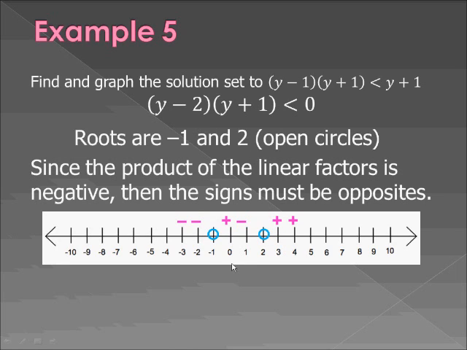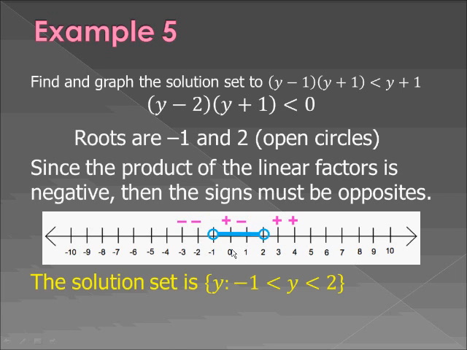And again, if you're not sure why this works, just plug in a number from one of these zones and you'll see very quickly what will happen. So since we need opposite signs, we're going to plot in between -1 and 2. The solution set is y is such that -1 is less than y is less than 2.